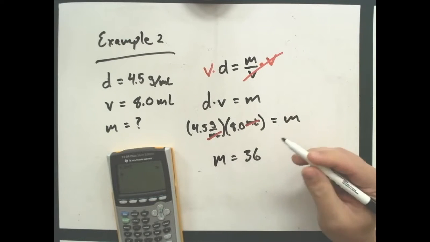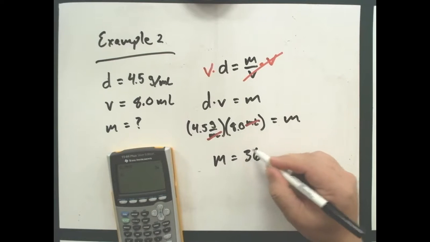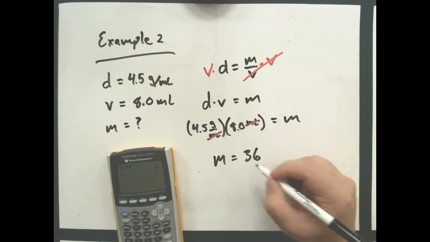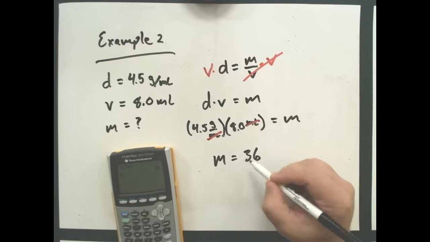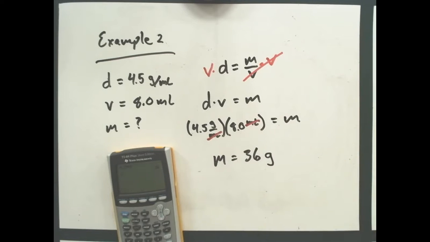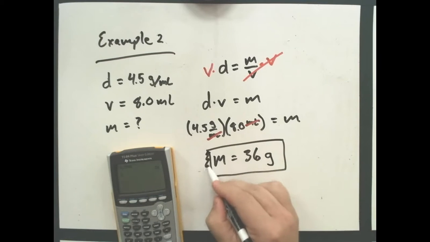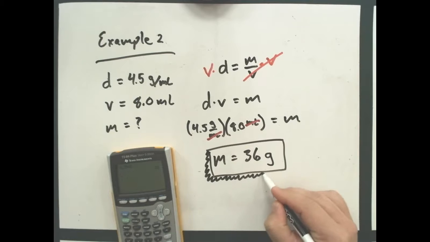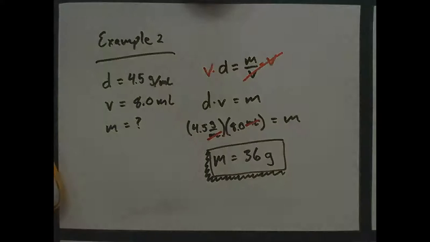36. Now I did say that I always want you to round to 2 decimal places, but if it comes out to be an exact number like this, don't worry about that. So 36 what? You can't just give me 36. We have to have a unit. So 36 grams. All right? 36 grams is our final answer. So that is how you would solve for the mass on a density problem.